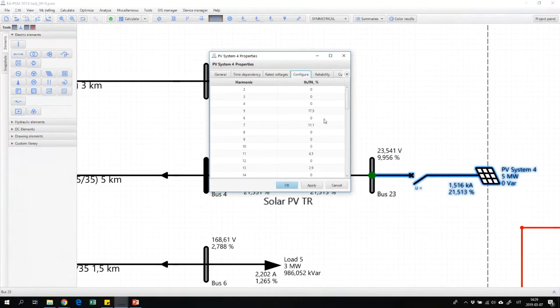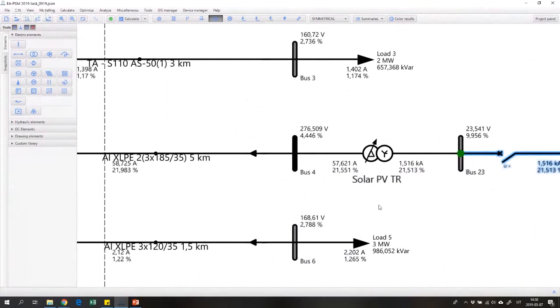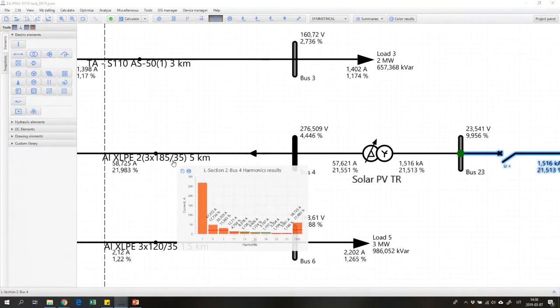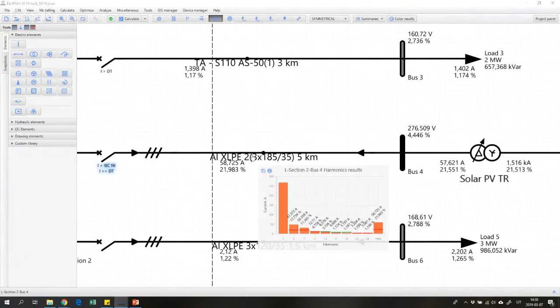I can even see and configure what kind of harmonics our solar power plant is injecting into the network. So now I have values recommended in the IEEE 519 standard, which is the main standard for harmonic calculations. And this is for a 6-pulse inverter, which is most commonly used in practice. So when I do harmonic calculations, I will have information about current and voltage harmonics. These are actually two different things. So let's see what the current harmonics in the cable are.